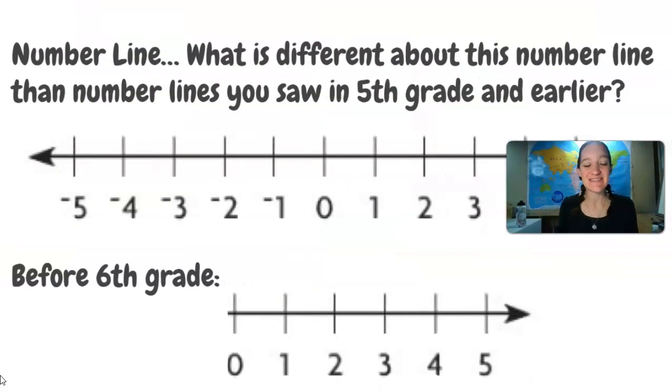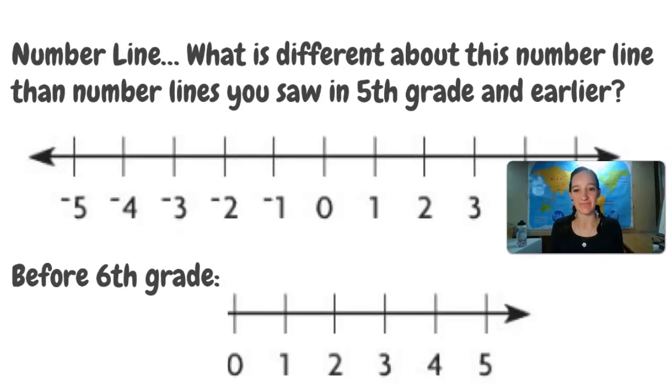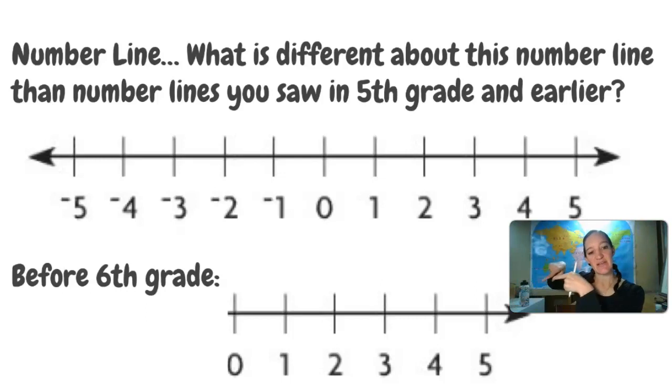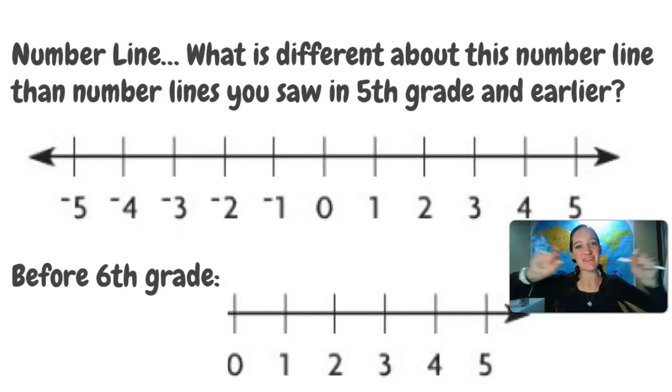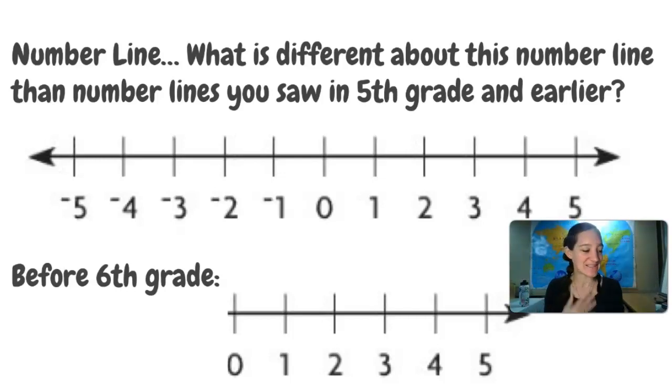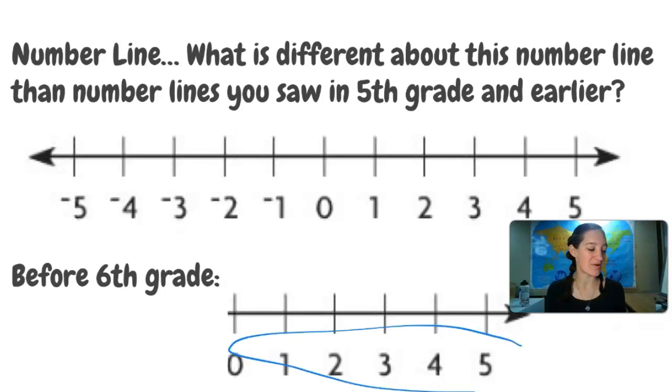So let's get started. In 5th grade, and in all your grades before 6th grade, you used this little number line right here, right? And you had arrows going in both directions, but mostly you stopped at 0, correct? We are going to blow your mind in 6th grade, and we're going to start to extend that number line into the negatives.